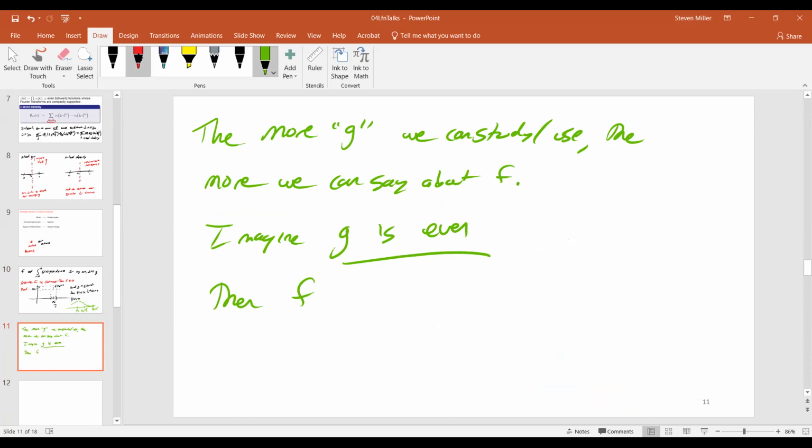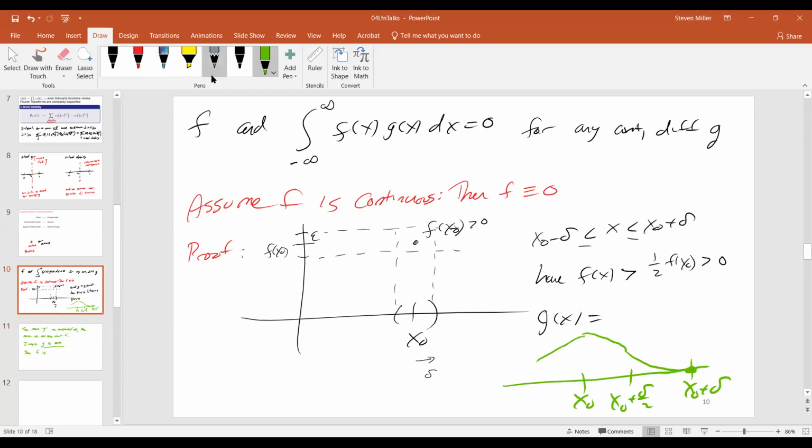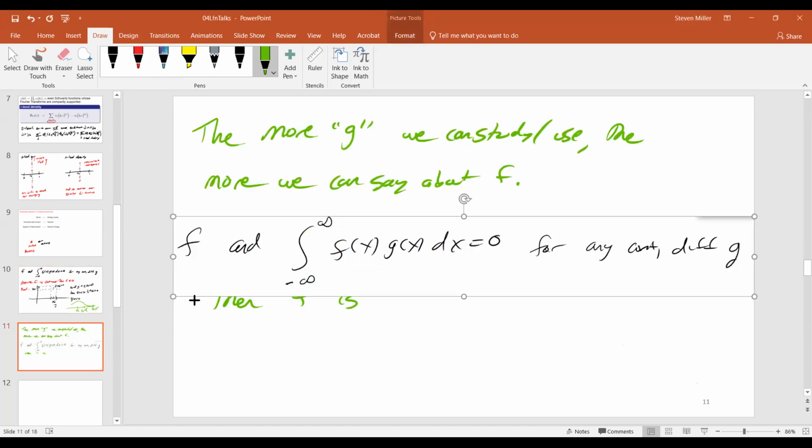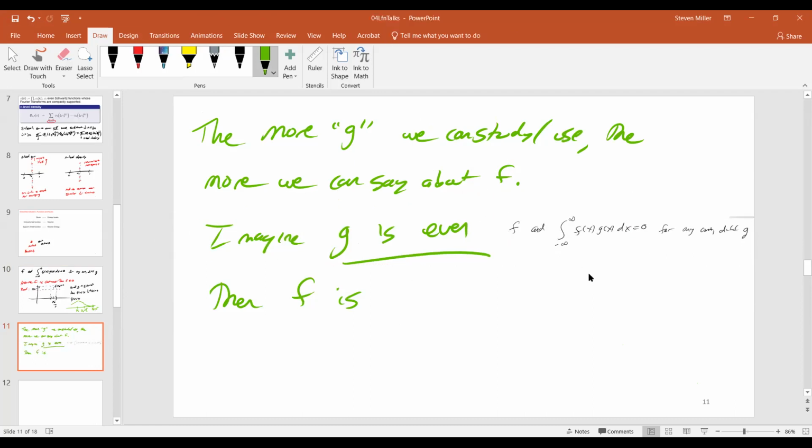Then what is true about f? So you imagine we still have this statement over here, but now we're going to assume that we only know this when g is even. I think f has to be odd then. So then it's natural to conjecture then f is odd. So, try to prove that.